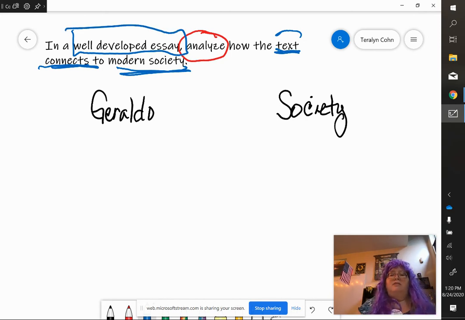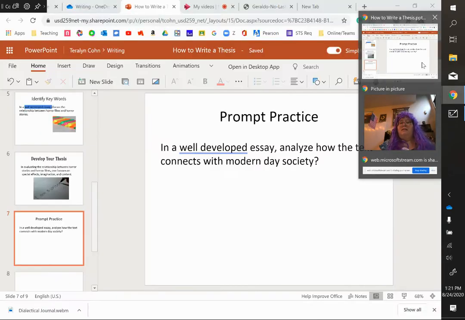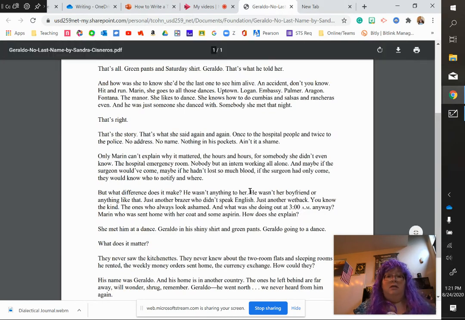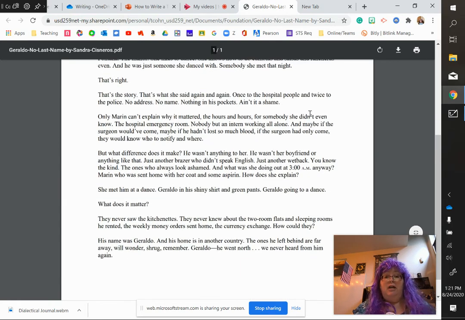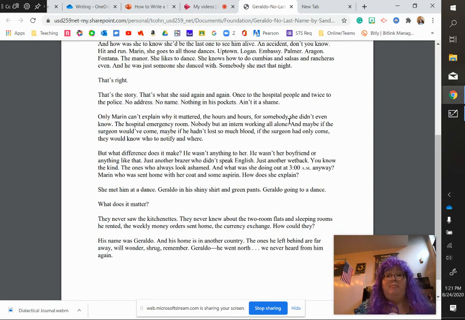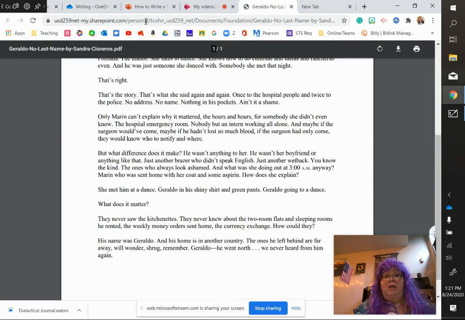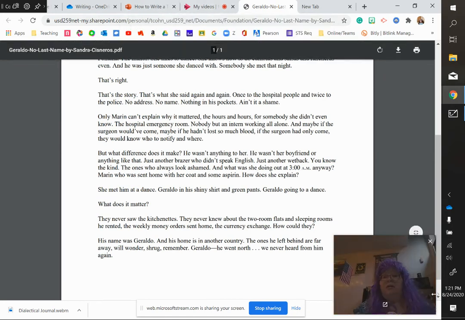Okay? So let's look back at Geraldo and let's look at some elements of Geraldo. So we have a dance. He works in a restaurant. He dresses up for the dance. He's in a car accident. He goes to the hospital. We get the feeling that maybe people kind of forget about him because they're overworked. He doesn't get the medical care he needs right away, and it results in him dying, doesn't it? Okay, so let's go to that.